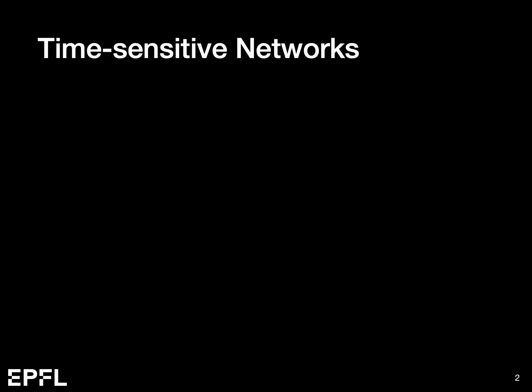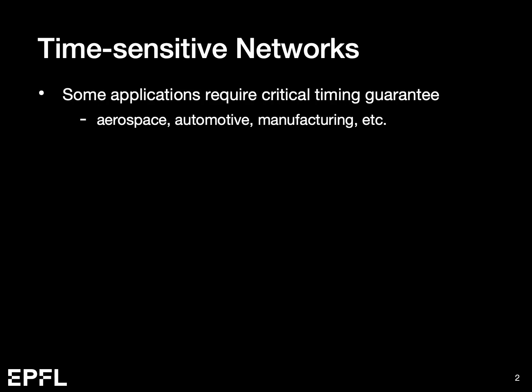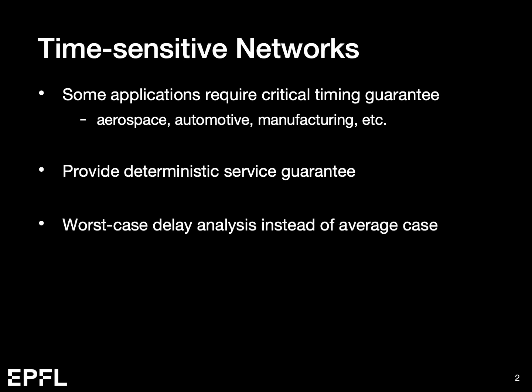Before we introduce Saihu, we will first introduce a specific type of network called time-sensitive networks. Some applications, like in the aerospace or automotive industry, require critical timing guarantees. You may imagine a self-driving car has to make a decision to brake the car within milliseconds, and timing violation can cause catastrophic consequences. As a result, we have the time-sensitive networks that provide deterministic service guarantee on the delay. Particularly, it focuses on the worst-case delay analysis to address the timing issue instead of analyzing the average case as in the traditional approach.